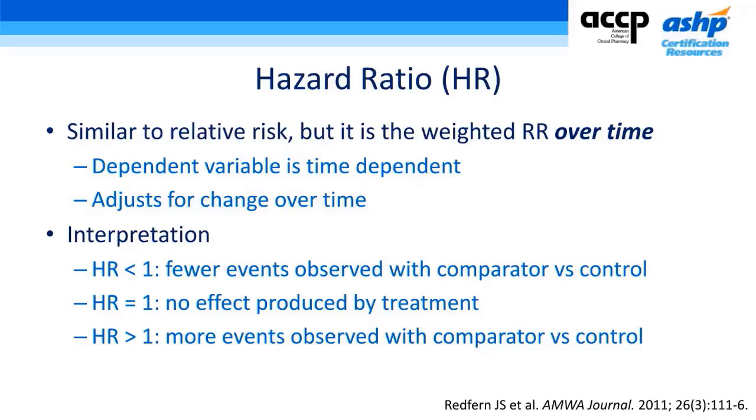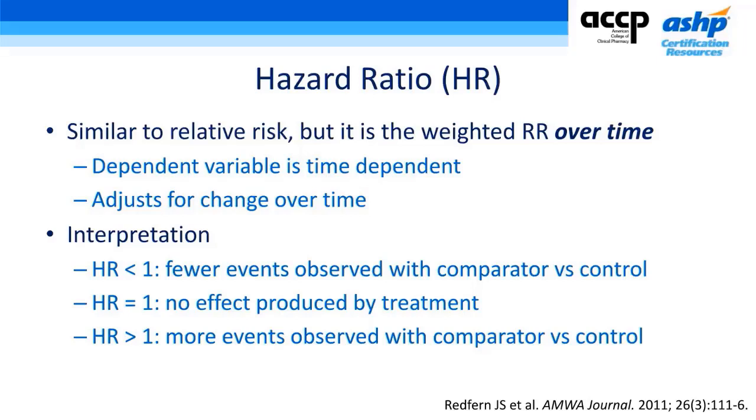That example question was to depict hazard ratio and how we interpret hazard ratios. So hazard ratio is similar to relative risk, but it is the weighted relative risk over time. And so as that indicates, the hazard ratio adjusts for change in time. And so the dependent variable is time dependent.